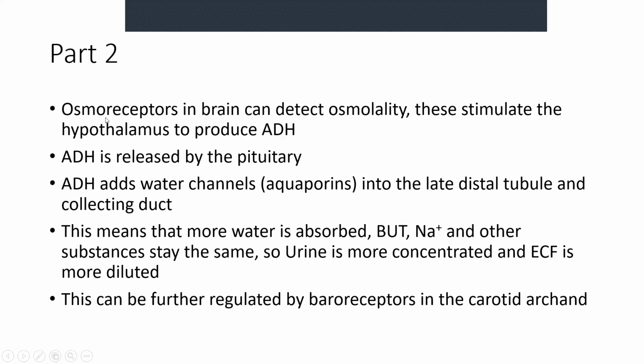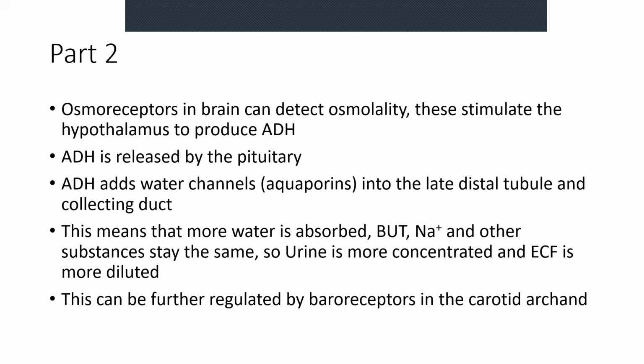So the osmoreceptors in the brain, inside the hypothalamus, can detect osmolality. All right? These will stimulate the hypothalamus to start producing ADH, which is then moved to the pituitary, like we said, and eventually it's released once it's triggered by the osmoreceptors.